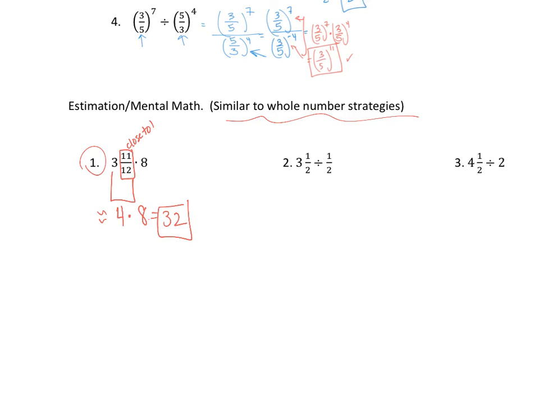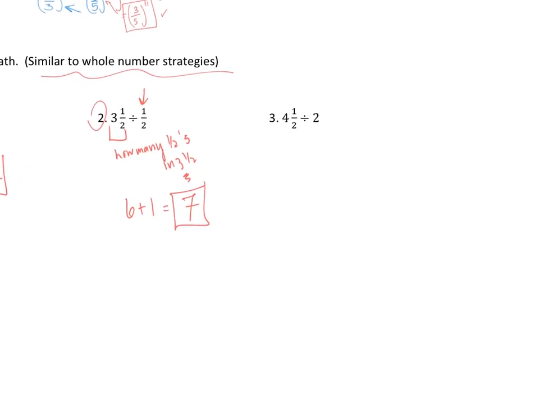When I look at question 2, I notice it says 3/2 divided by 1/2. So really it's like how many halves in 3.5? Well, I already know that in the number 3, there's 6 halves, and then there's another half sitting right there. So it looks like that would be about 7. And actually that is equal to 7. So that's more about a mental math on that one.